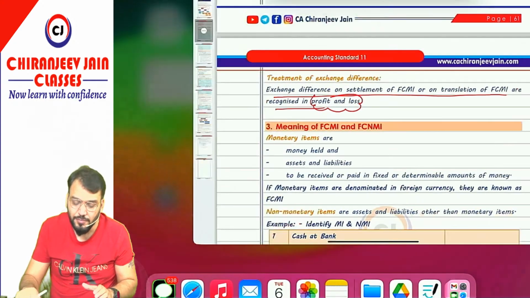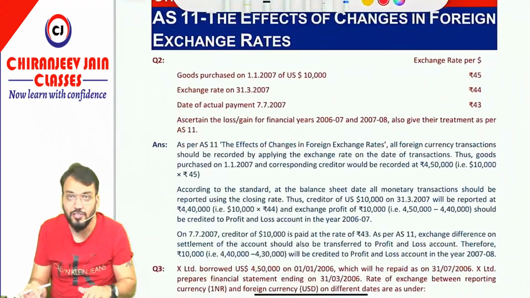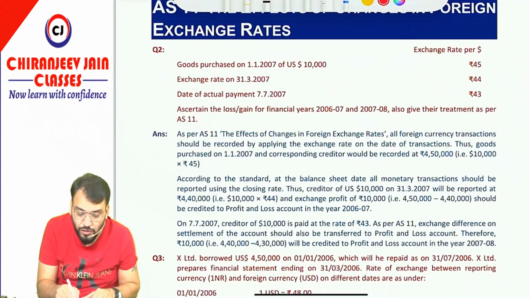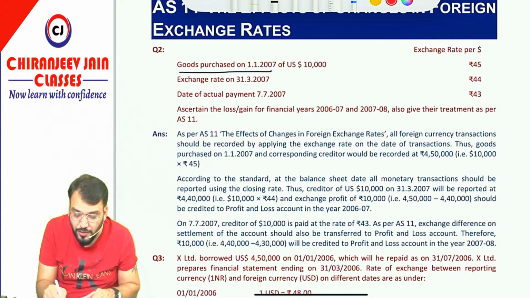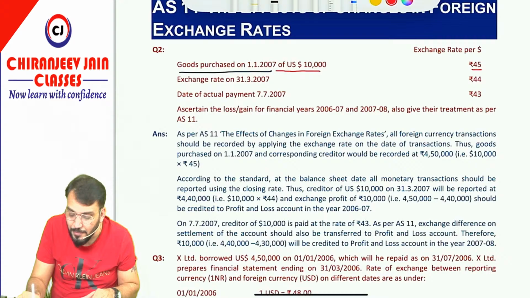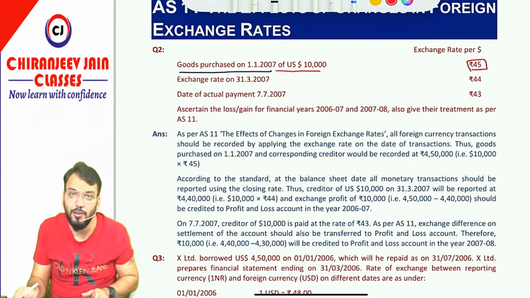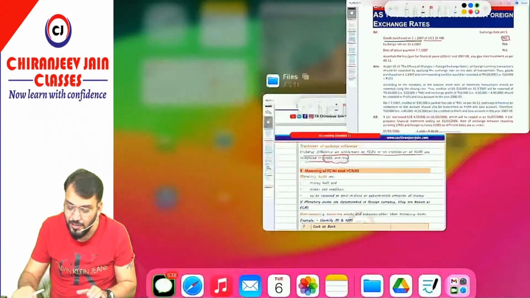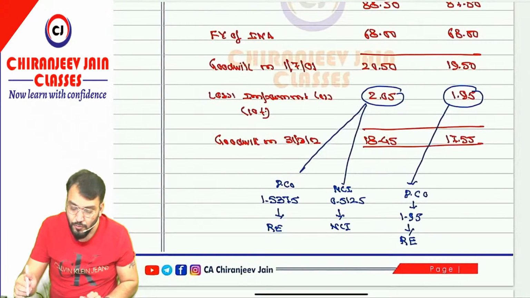Let me take one question. Then I will come to the meaning of foreign currency monetary item. Question number 2: goods purchased on 1/1/2007 of US dollar 10,000. At that time the rate was 45 rupees per dollar. So what will be the journal entry? What journal entry will you do?